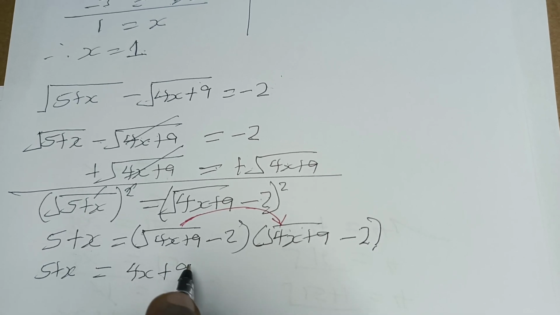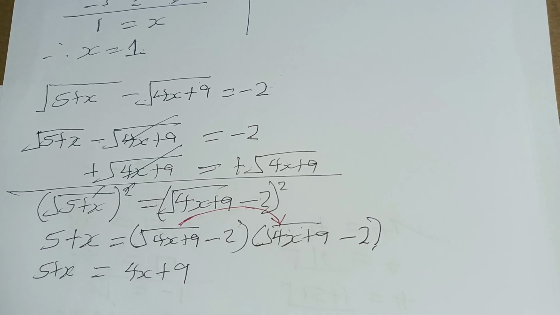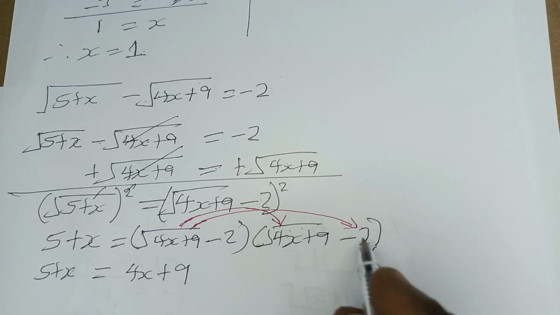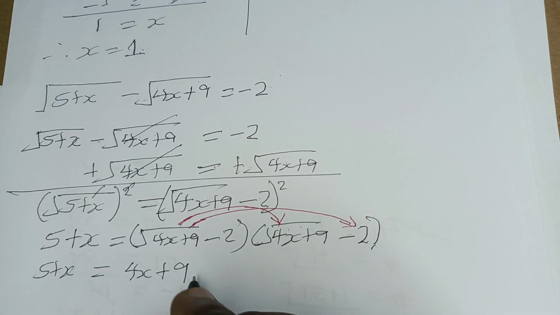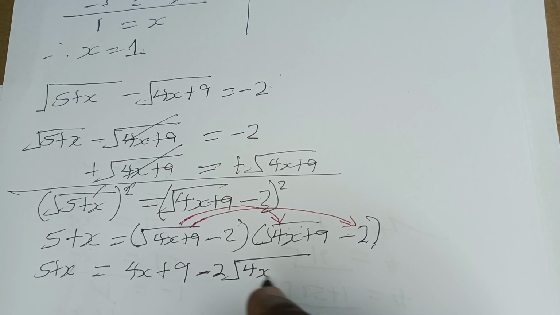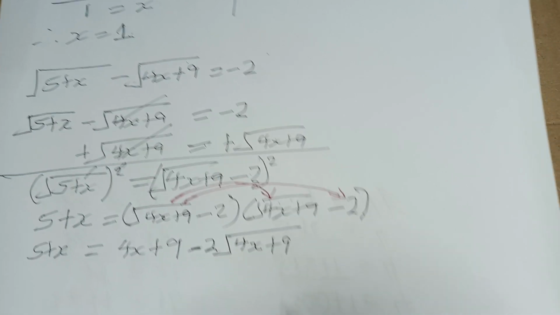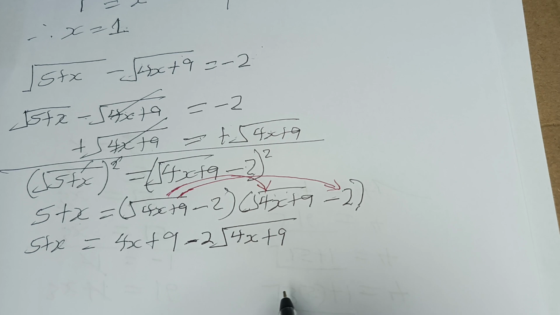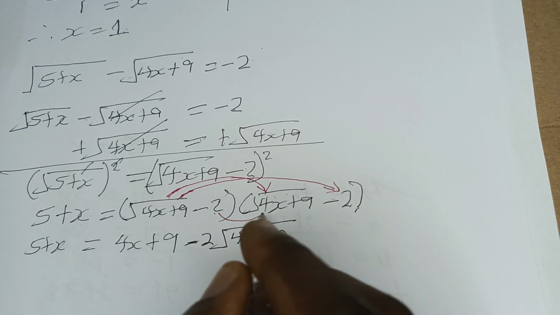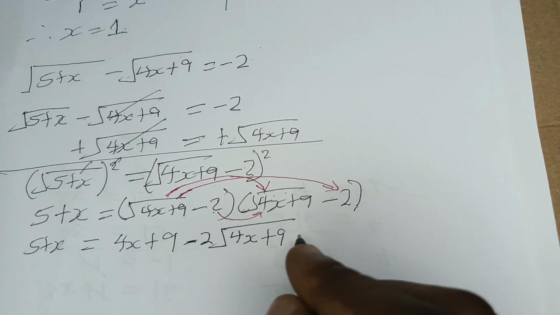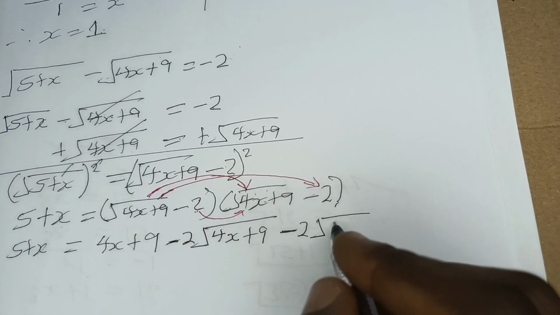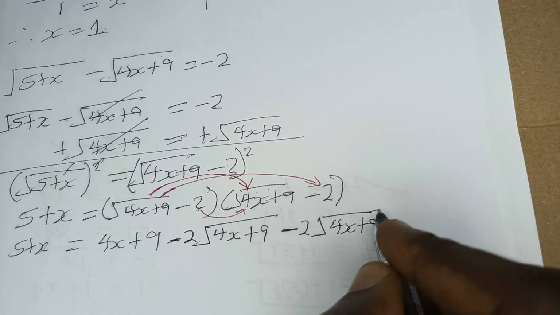4x plus 9. So the next thing we have to do is for this 2 to multiply this minus 2. So we'll be having minus 2 into 4x plus 9. The next thing now is to take the second one here. The second one comes to the first one here. So we still have minus 2 into root of 4x plus 9, because this is multiplying this.